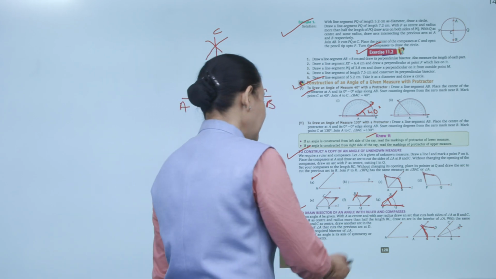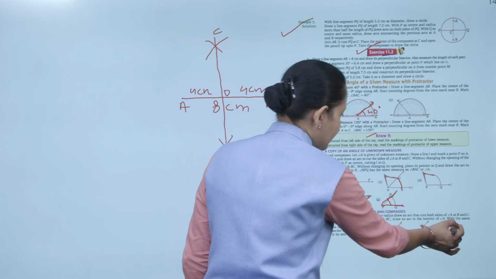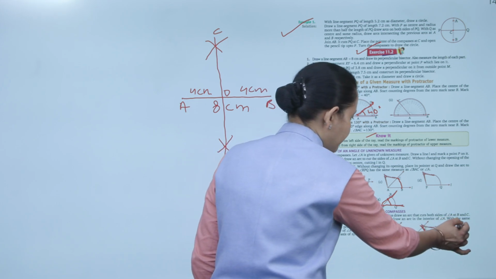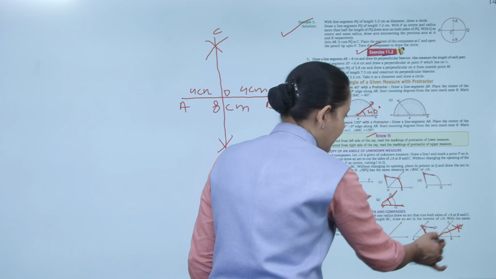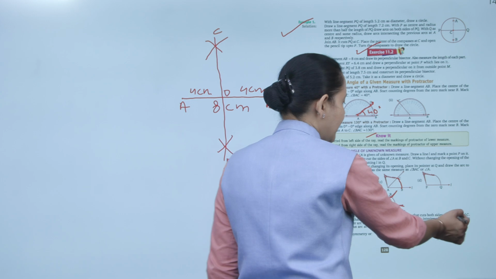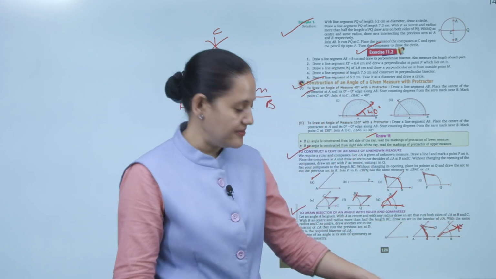Now we will take the arc more than half of the BC. Now B as a center will make one arc and C as a center another arc. That point is D, we will join them. This AD is the angle bisector of angle BAC. Clear? It divides the given angle into two equal parts.